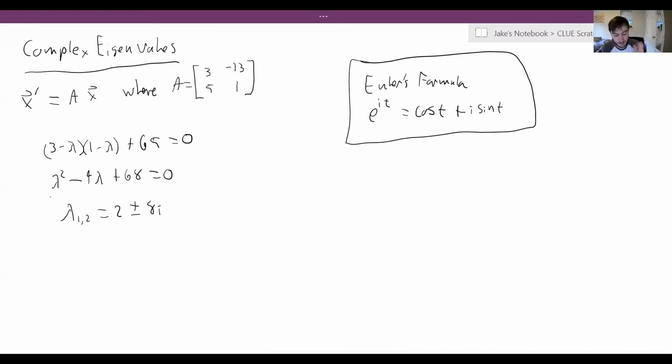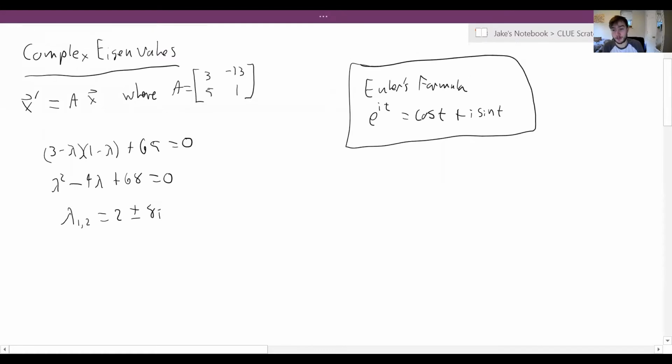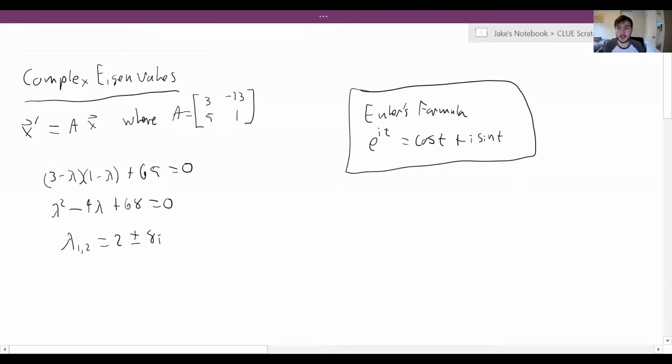Namely, I'll be first to admit, I'm not 100% certain exactly what it is. I suspect that these eigenvalues create two solutions, right? We could go through the whole process and use our e to the lambda t guess, and do it that way.